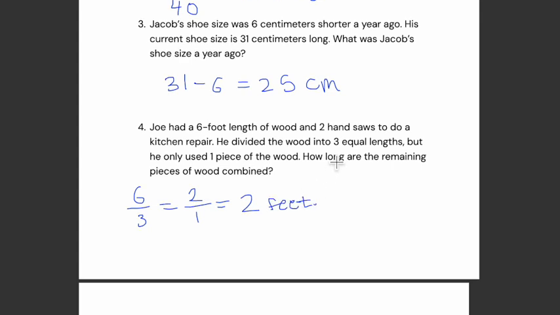Now since there are 3 pieces, the total length of the 3 pieces is going to be 6. But since he took away 1 piece, it's going to be 6 minus 2, which is 4 feet. So the amount that's remaining is going to be 4 feet in total.